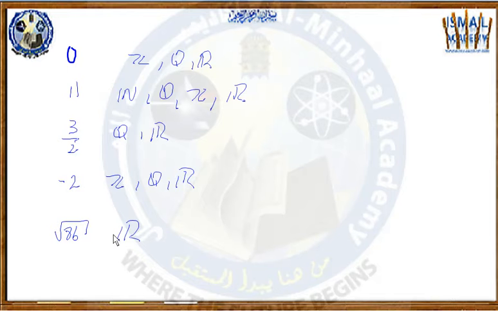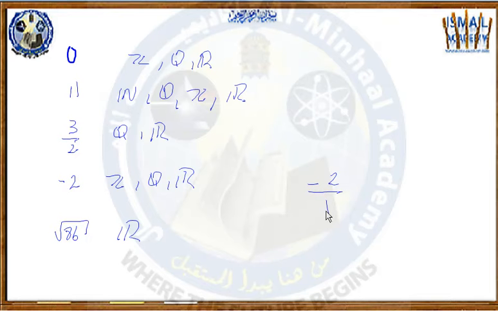Wait, negative numbers will also be rational, right? Yes. Why? Because a negative number, for example -2, can be equal to -2 over 1. This is why we always assume it's rational too. Is that clear? Yes.